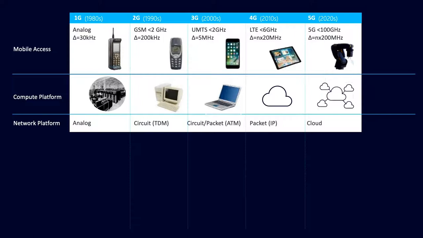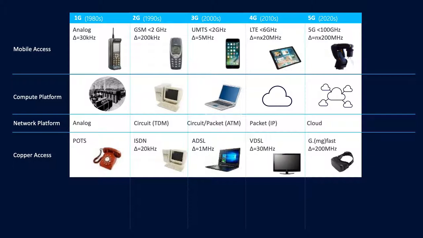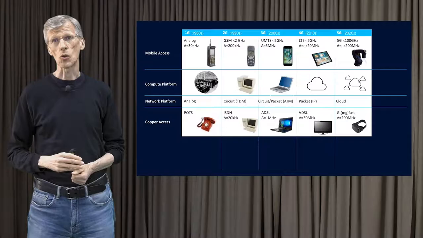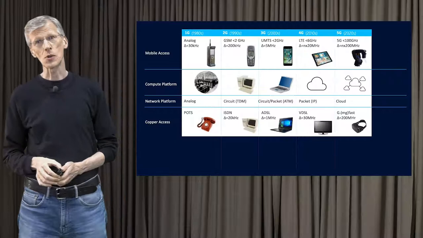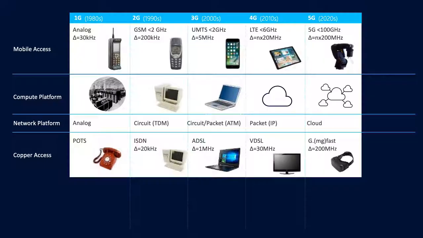Interestingly, also the fixed network followed these same generational shifts. As an example, ADSL, asymmetric DSL technology, used the same ATM technology, and then VDSL moved on to Ethernet as the layer 2 technology. And interestingly, also, the bandwidth of these different copper technologies are very similar to the radio technologies. And that's not surprising because the underlying silicon that enabled the digital signal processing was the same. But it's not only about technology.